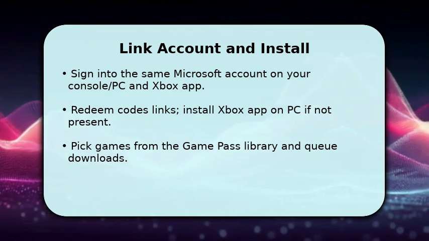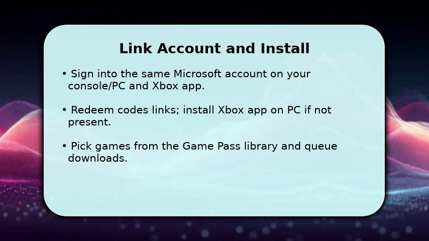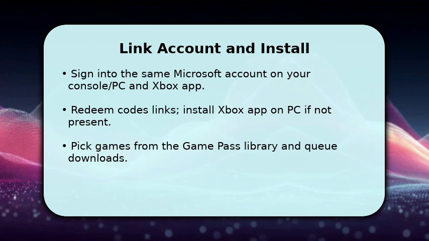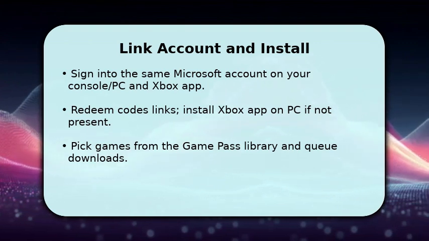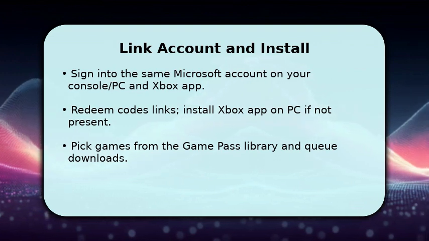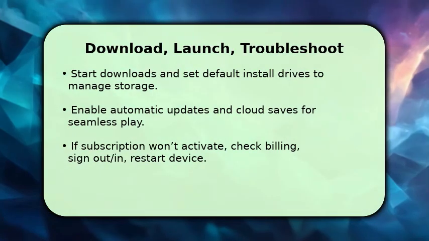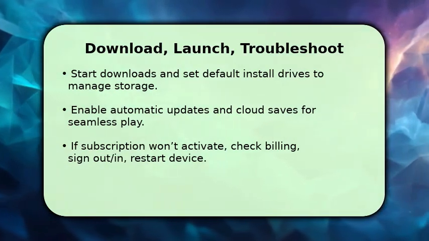Then browse the Game Pass library, add titles to your queue, and choose Install Locations. This speeds up play. Make sure to enable cloud saves and prioritize downloads for the games you want to play first. Finally, begin downloading selected games and set the default install drive to avoid running out of space.